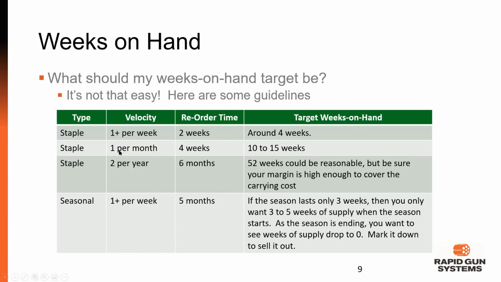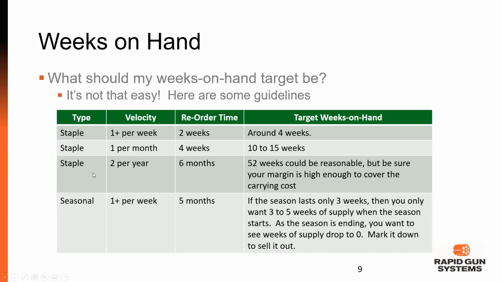Now, on the other hand, you could have a staple item. Again, we carry it year round, but we only sell one of these per month. Once we sell it, it takes up to 4 weeks for us to get the next one. So for an item that fits these characteristics, perhaps a 10 to 15 week on hand would be reasonable.